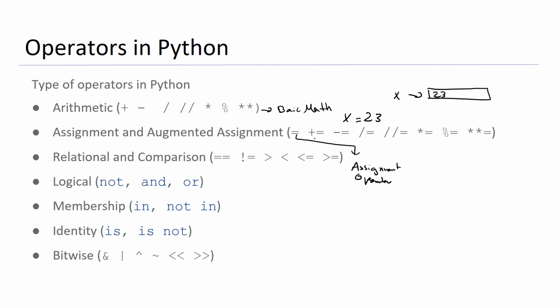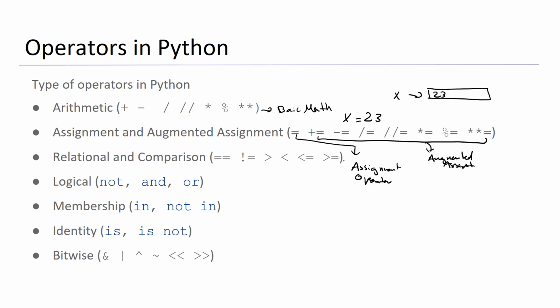In addition to the assignment operator, you also have something called augmented assignment operators, and these are all examples of augmented assignments. An augmented assignment operator is basically a shorthand that combines both the arithmetic operators as well as the assignment operators, and we will see these in the next few slides.